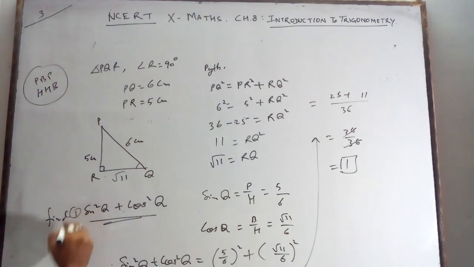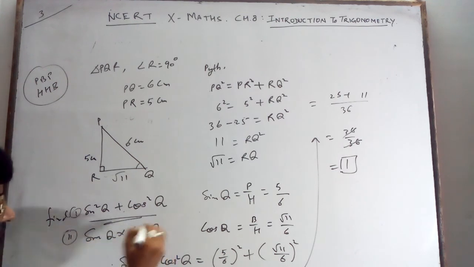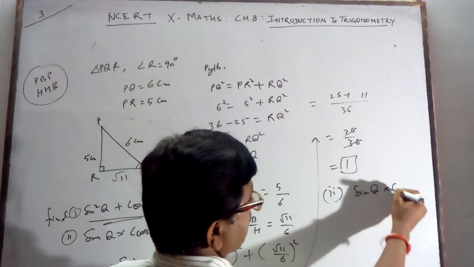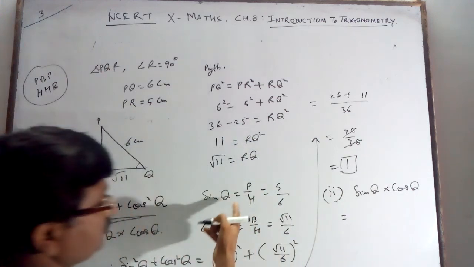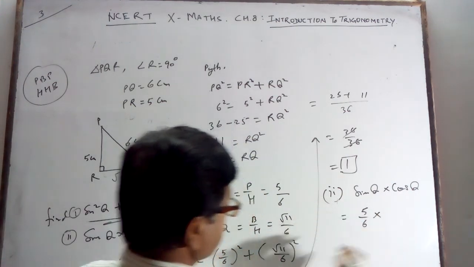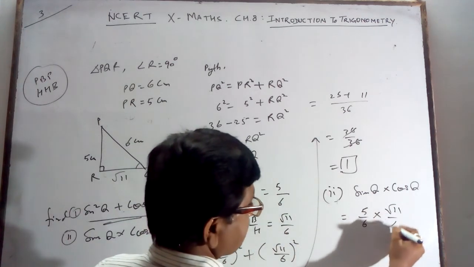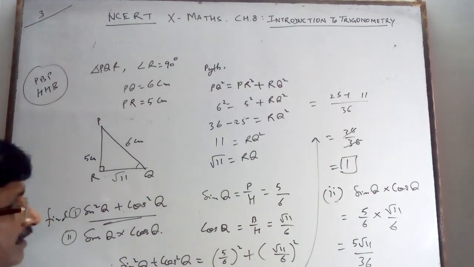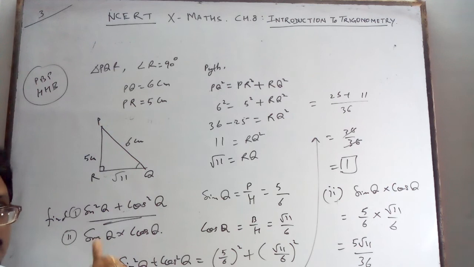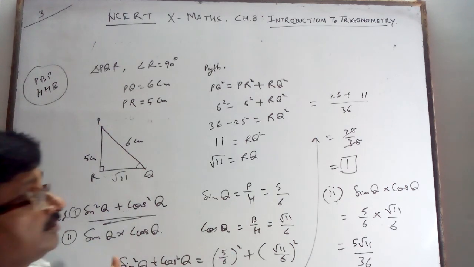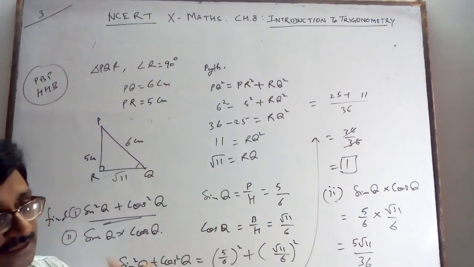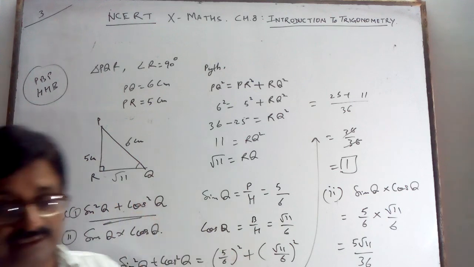In the same way you can get tan square theta. Your question also asks to find sin Q into cos Q. You can get the second part, very simple. Sin Q into cos Q. What value have you got for sin Q? 5 by 6. And for cos Q, root 11 upon 6. So 5 under root 11 upon 36. Like this, any value you can get. Clear? So I have told you some examples. Some more examples I will tell you in the next lecture based on it. Thanks for today.